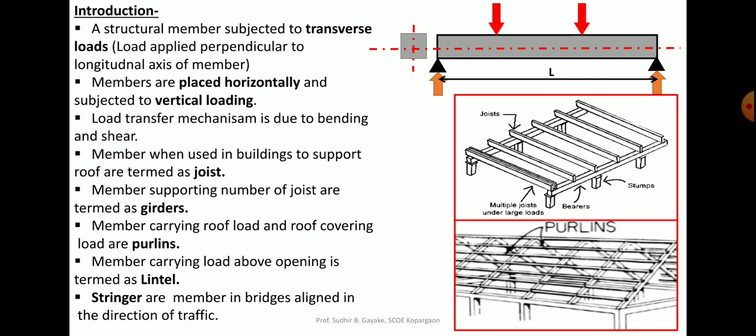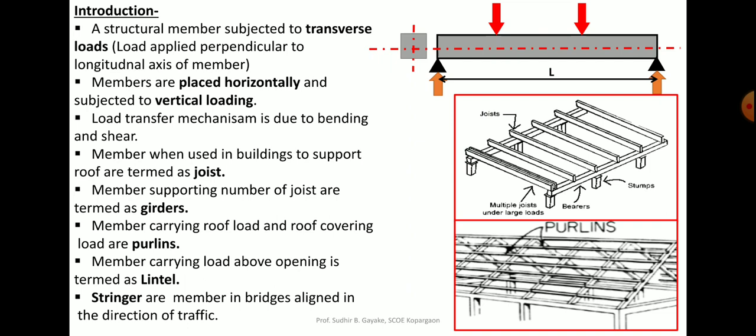So here, in the introduction to flexural members, initially: a structural member subjected to transverse load, that is, load applied perpendicular to the longitudinal axis of the member. In this figure you can observe a square cross section having a certain length L, and the axis along the length of the section, this red line, is the longitudinal axis. When two external point loads are acting exactly perpendicular to the longitudinal axis of the member, the member is termed a flexural member or beam member.